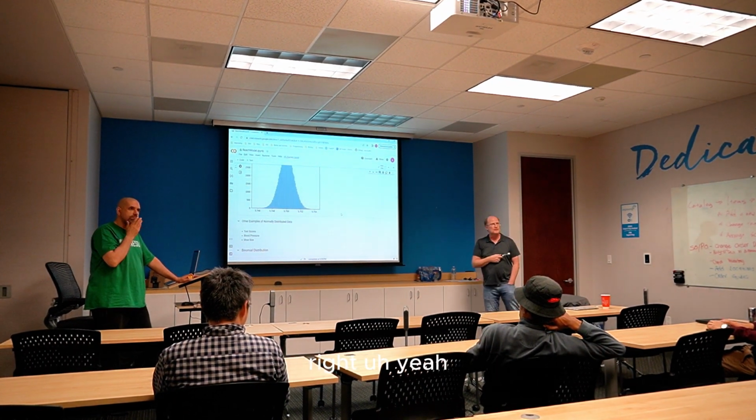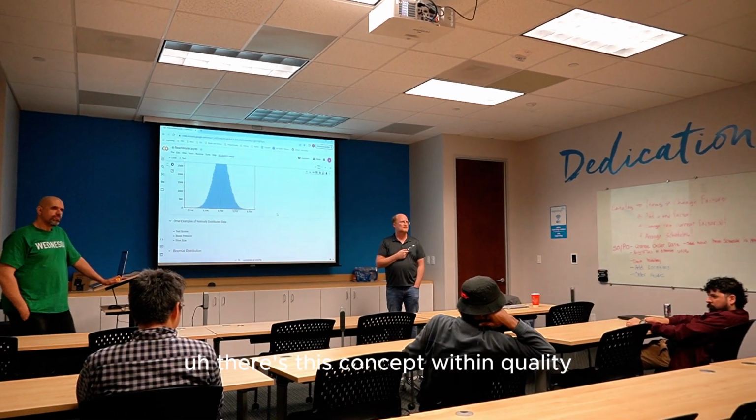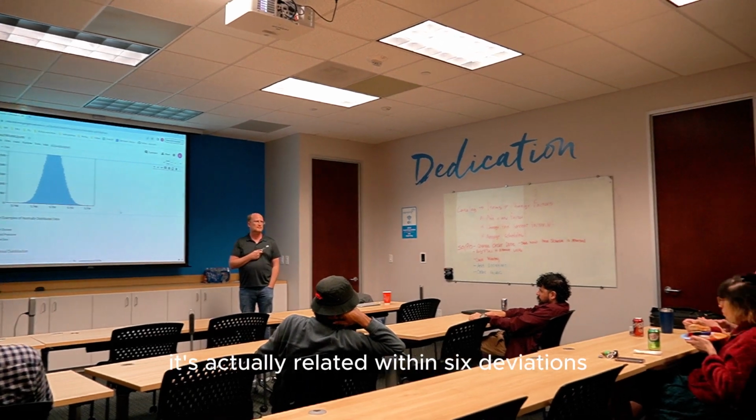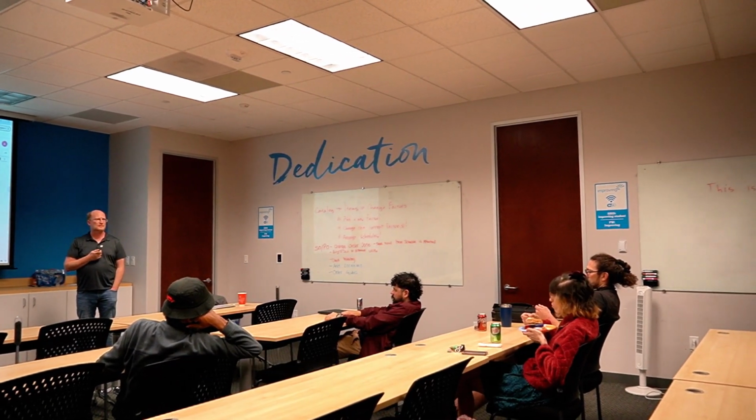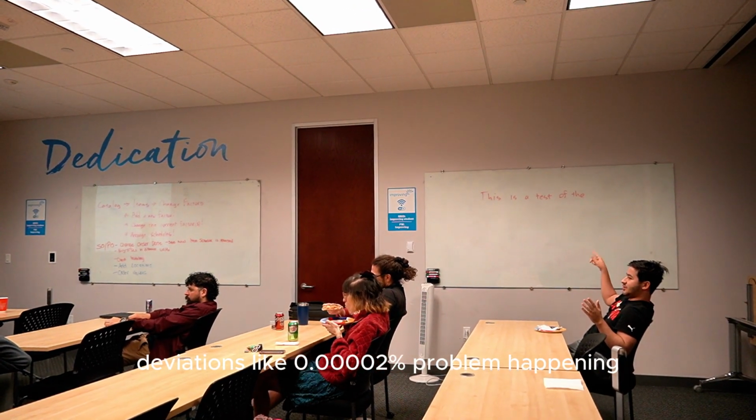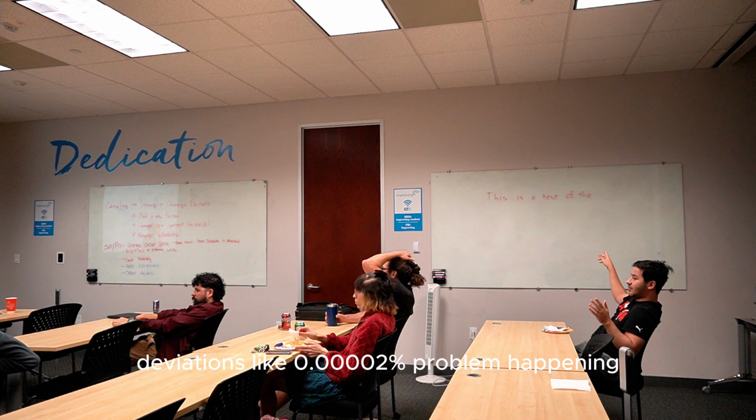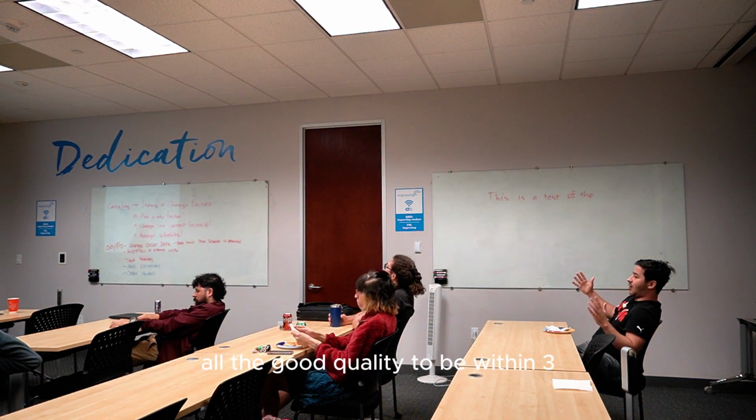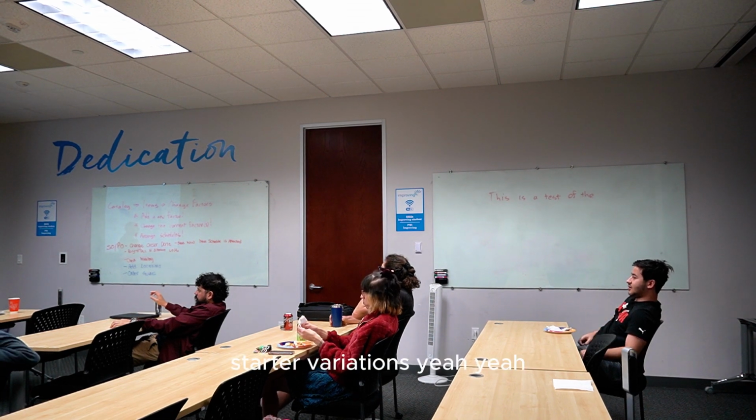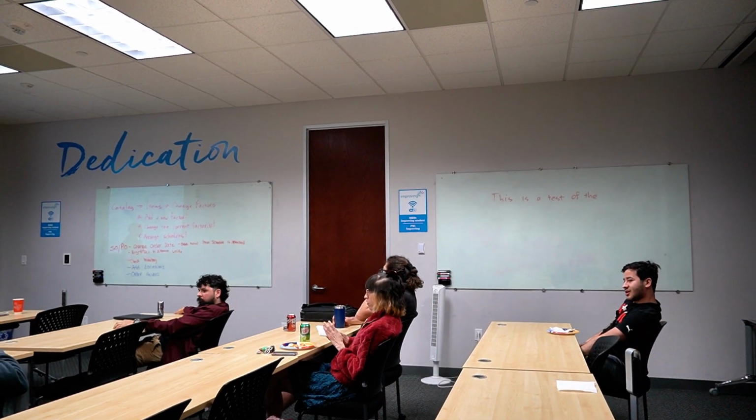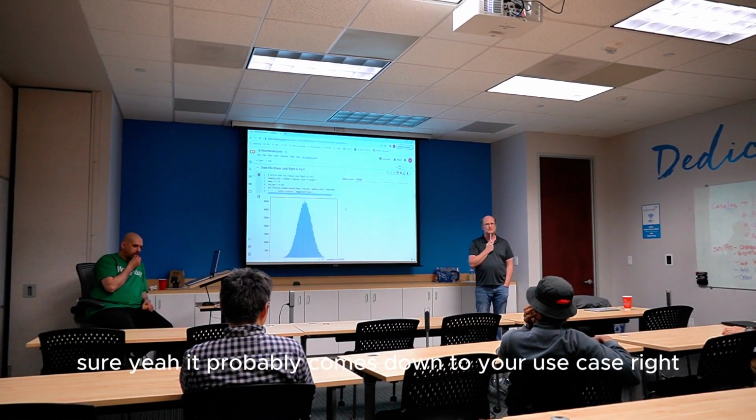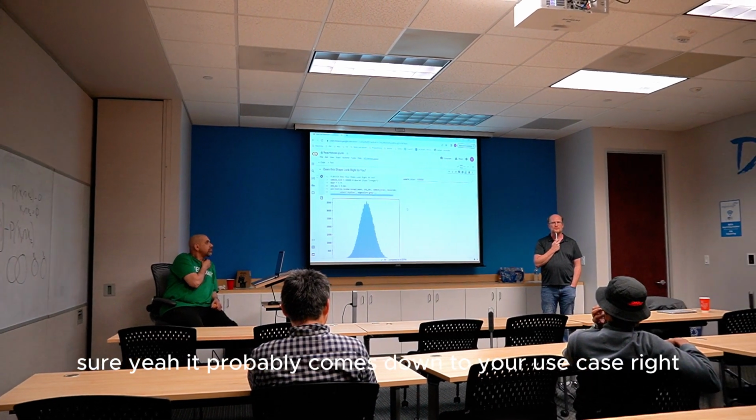There's this concept within quality control called Lean Six Sigma. It's related to within 6 standard deviations, because I think after 3 standard deviations it's like a 0.00003% probability of happening. So they always try to keep all the good quality within 3 standard deviations. And it's arbitrary; it probably comes down to your use case.